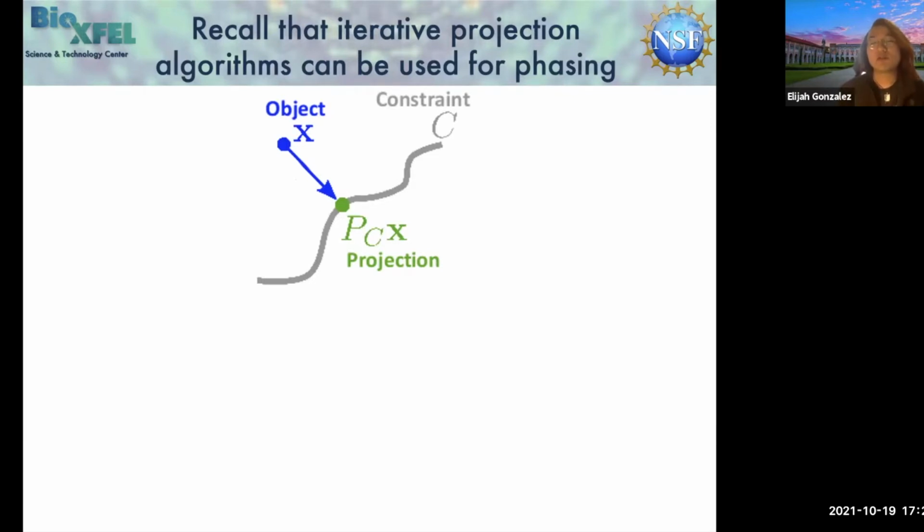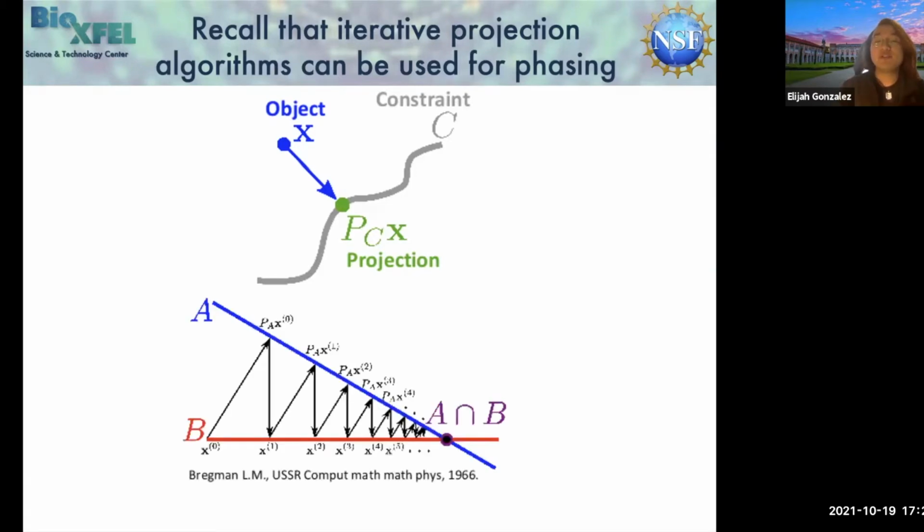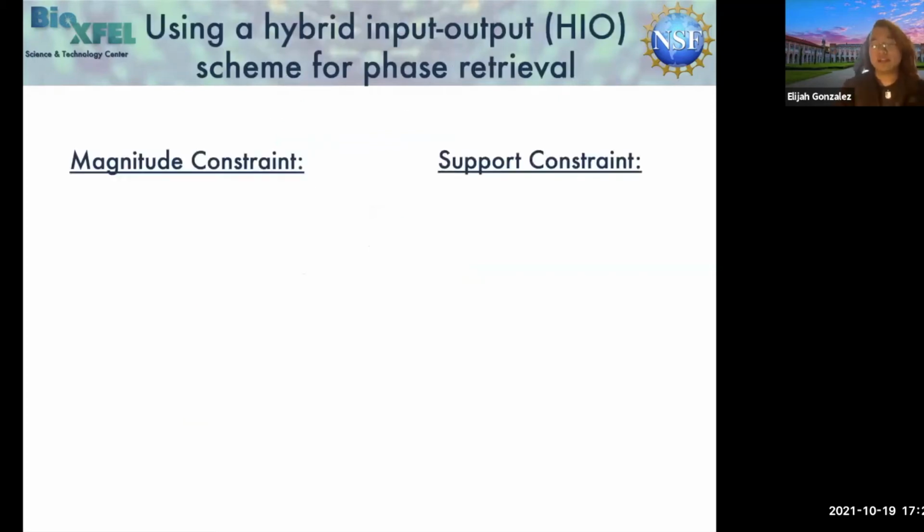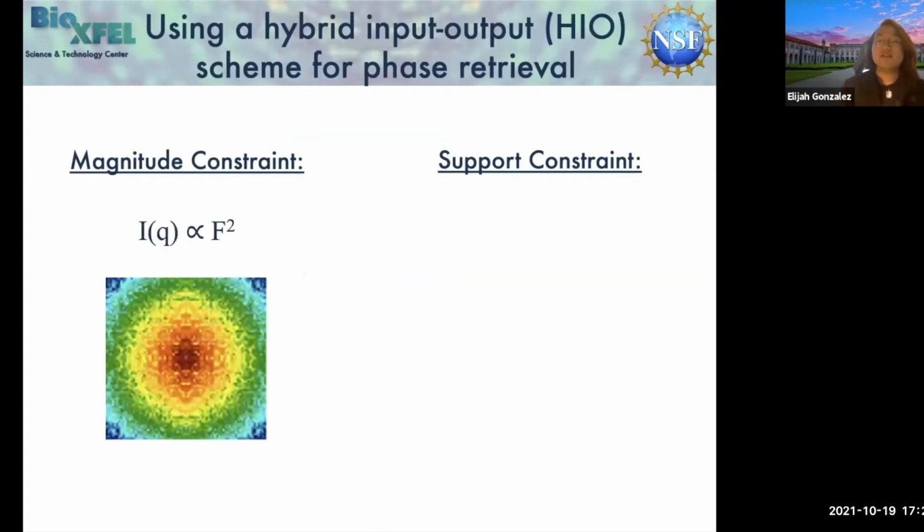So we have a constraint where we're projecting an object onto. If we have two constraints, we can iteratively project onto both constraints until we reach a solution that represents the intersection of these constraints. For protein crystallography, this intersection is essentially going to be a solved electron density structure of our protein. And so what are these constraints? Well, remember from Jeff's talk that we have a magnitude constraint and a support constraint. This magnitude constraint is essentially us saying that we're going to have amplitudes for our model, and we're also going to have amplitudes that we observe during diffraction. Those amplitudes are going to be proportional to the intensities that we measure during diffraction.